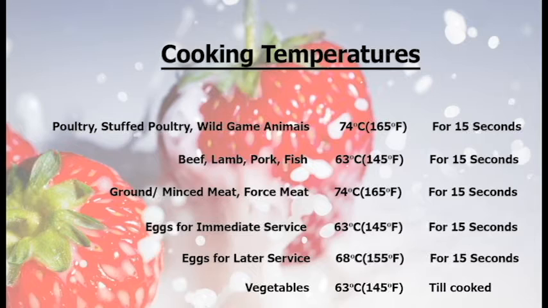Ground or minced meat and forcemeat, for example sausages, need to be cooked at a higher temperature. They need to be cooked for at least 15 seconds with an internal temperature of 165 degrees Fahrenheit or 74 degrees Celsius. The reason is that they are ground and have a greater surface area and are more vulnerable to microorganism attack.